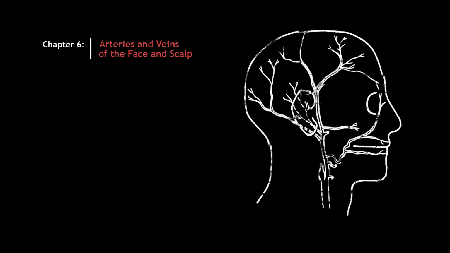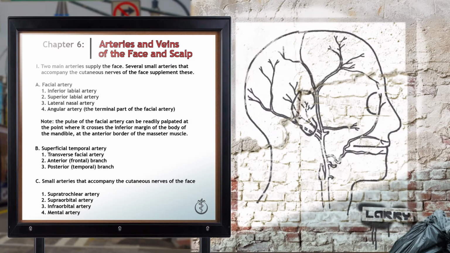There are two main arteries that supply the face, the facial artery and the superficial temporal artery. The facial artery is a branch of the external carotid that actually originates in the neck. The facial artery branches off the external carotid, runs upward across the upper part of the neck, crosses the mandible just in front of the masseter muscle, and then continues its pathway across the face and finally up to about the medial canthus of the eye.